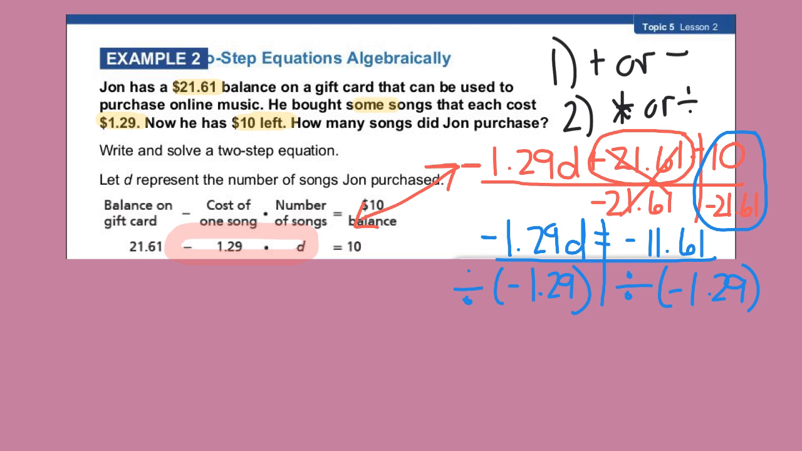Negative $1.29 divided by negative $1.29 gives me 1D on the left, and my answer is going to be whatever negative $11.61 is divided by negative $1.29, and I think it's 9. So John bought 9 songs.